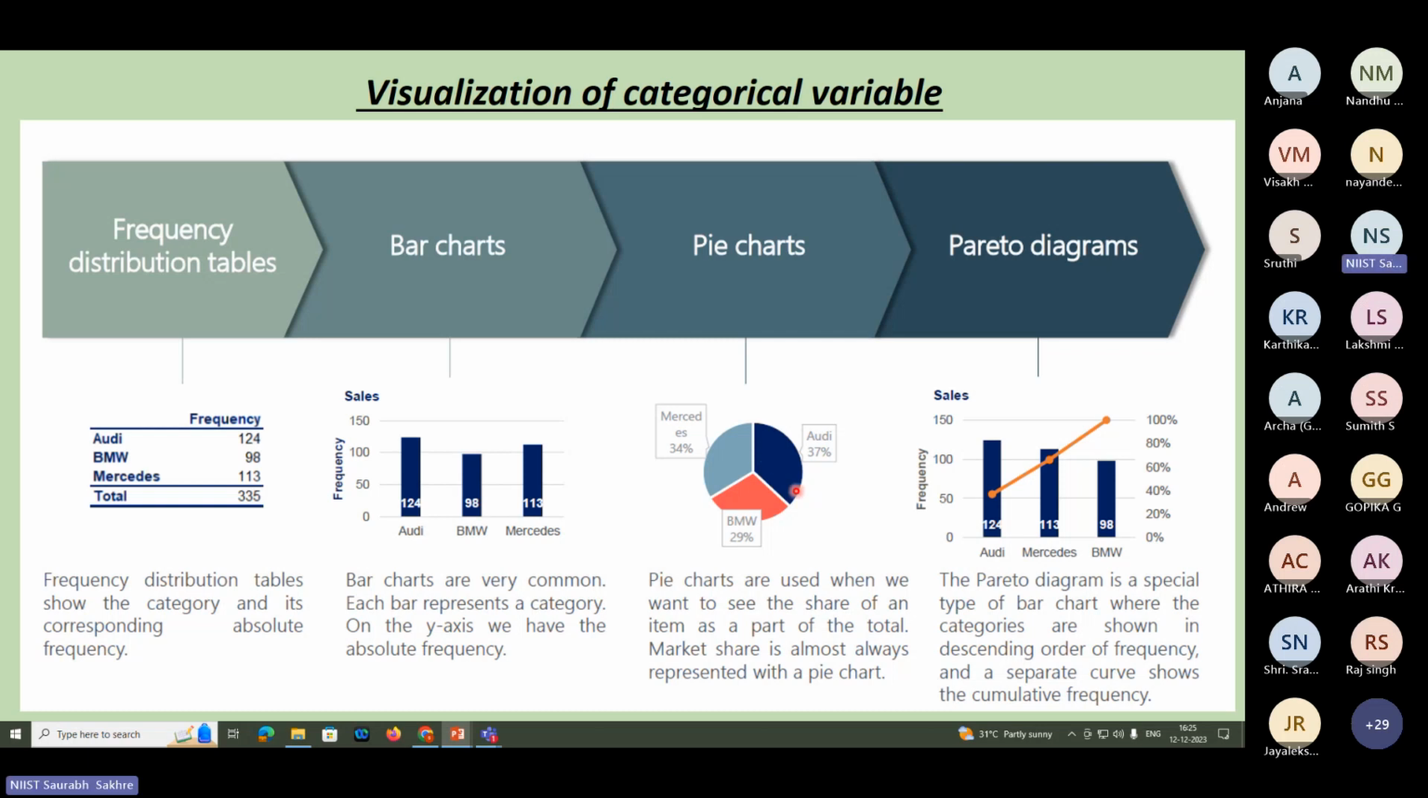Last one is the Pareto diagram. The Pareto diagram is a special type of bar chart where the categories are shown in descending order of frequency, and a separate curve shows the cumulative frequency. It means I arrange my values in descending order. Here you can see Audi was the highest, 124, Mercedes was second highest, 113, and BMW was the lowest, 98. But the line I will make cumulative of this. So I will be able to see a clear picture of how my data is decreasing and how it is increasing.